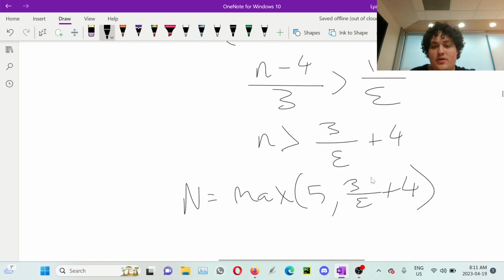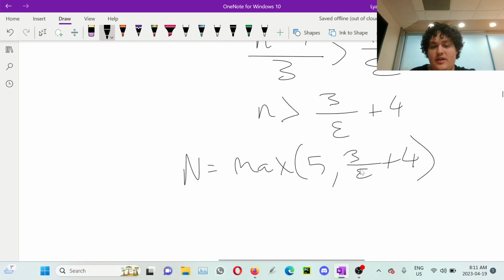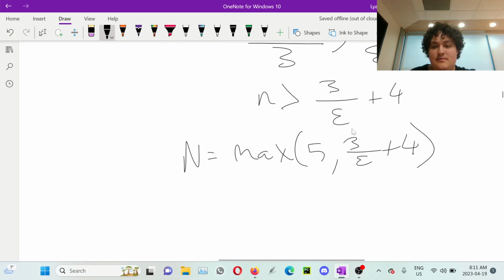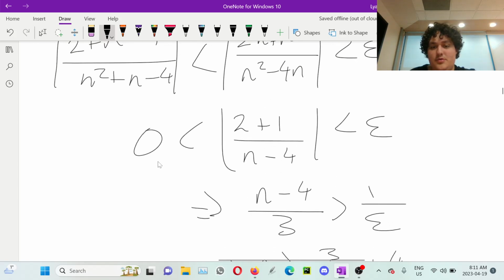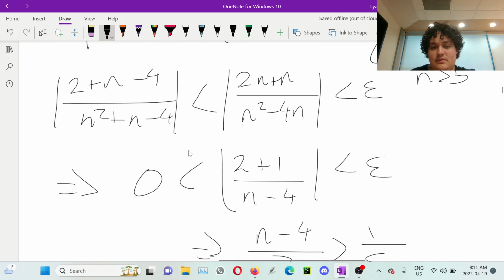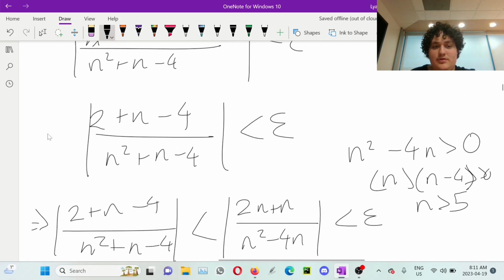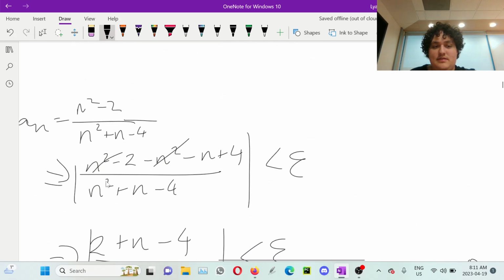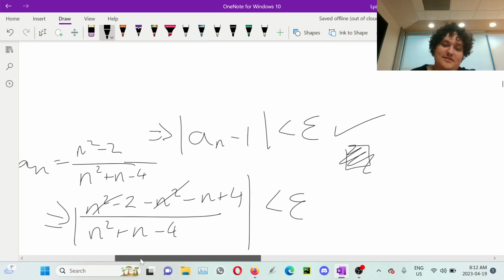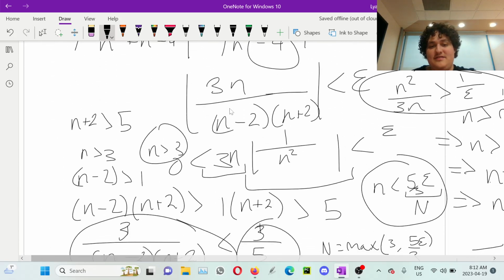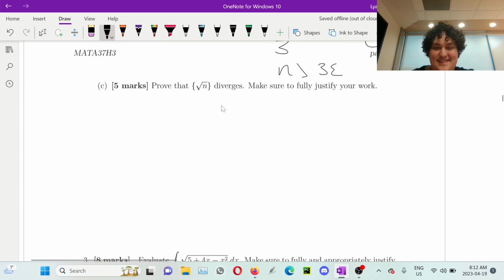And then working backwards, we have n is bigger than this, implies that n is bigger than this. This implies this, which implies this, which implies this, which implies this, which implies that a_n minus 1 is less than epsilon. And that concludes the proof, okay? Sorry that took long, but yeah. Need to practice to do it right on the first try.